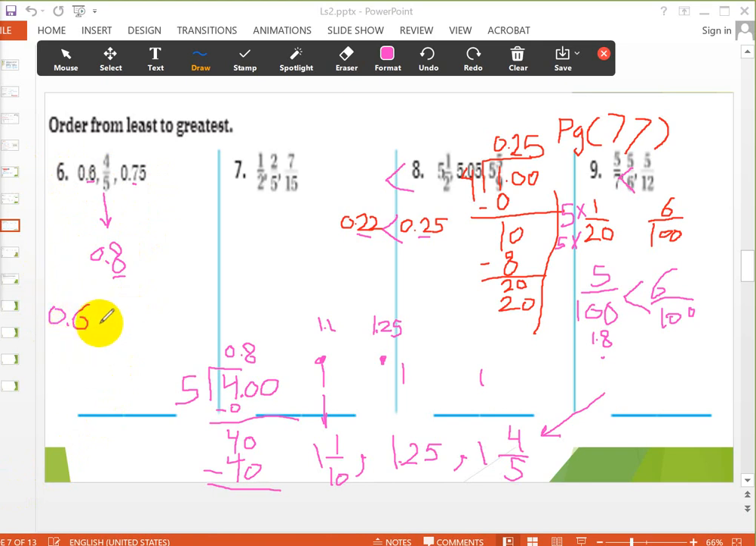This one is the least number. After that, which one is greater than this number? 8 or 7? 7, right? So it will be 0.75. Okay? Now, after that, the larger number or the greater number is 0.8. But I will write it in fraction form because it's written in fraction form in the question. So I will write 4 over 5.